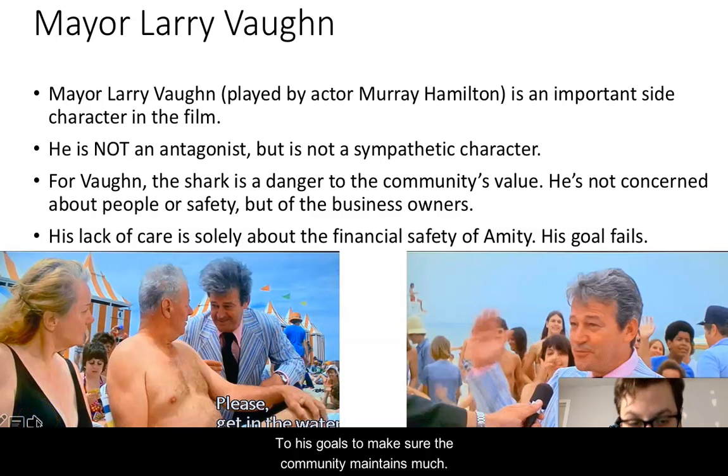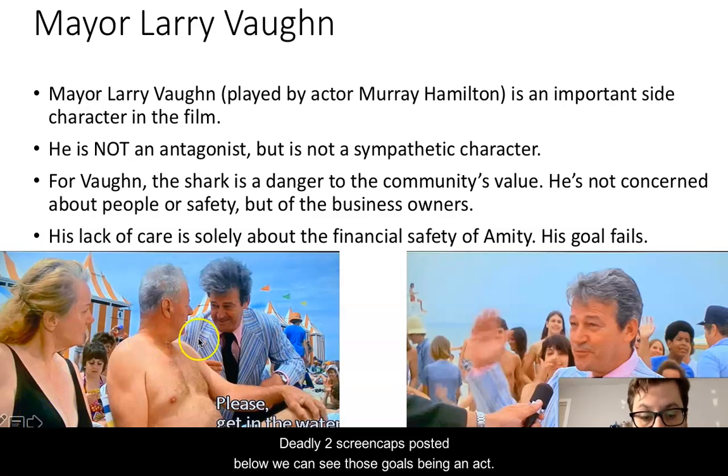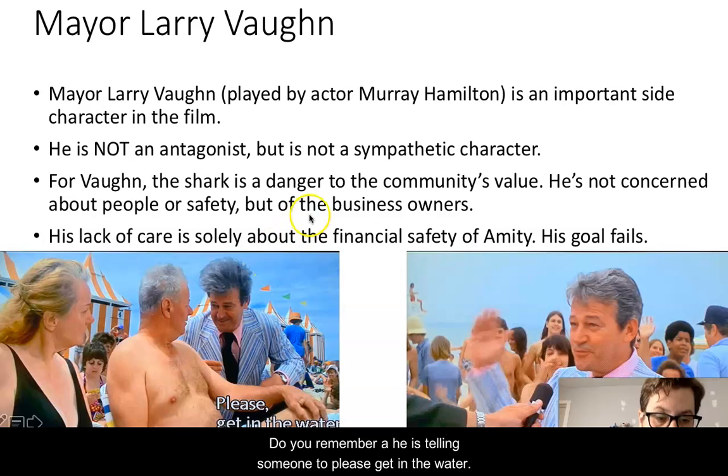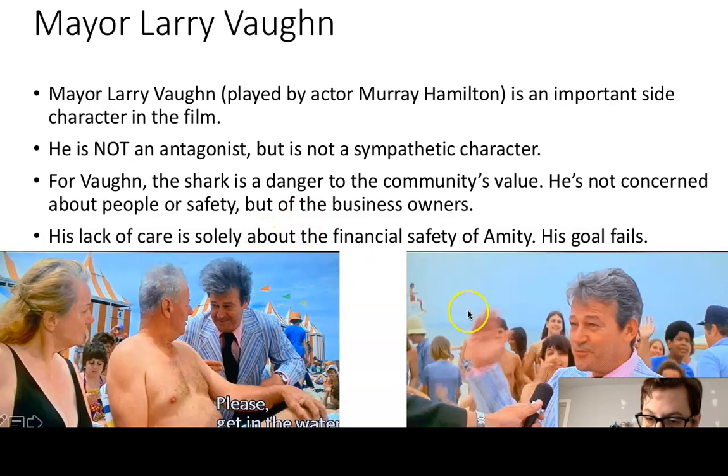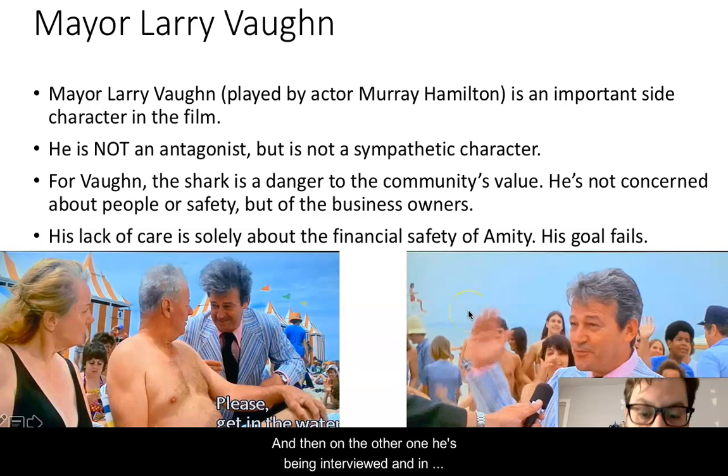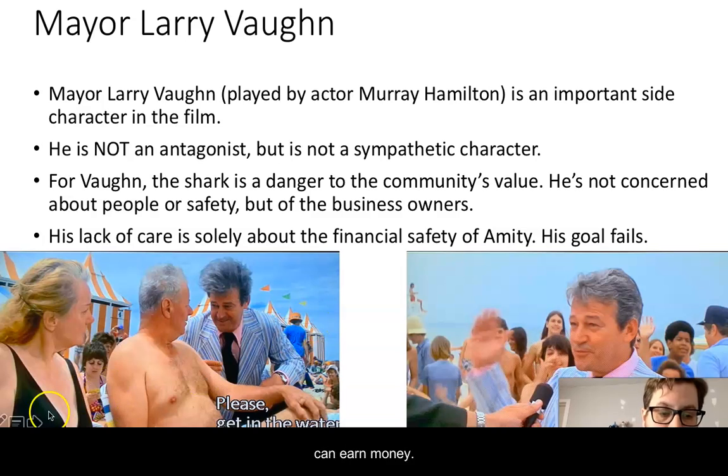He wants to make sure the community maintains money. In the two screen caps posted below, we can see those goals being enacted. Here, if you remember, he is telling someone to please get in the water. And then in the other one, he's being interviewed. In the interview, he's telling everyone and the TV that the shark has been caught and the beaches are open. So what we have here is a perfect example of him ignoring the safety of his community solely so that he can earn money.